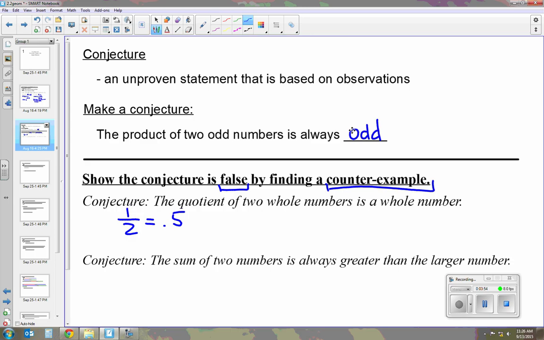Conjecture: the sum of two numbers is always greater than the larger number. Well, if you think about it, most likely if we're using positive numbers, 10 plus 7 equals 17. 17 is larger than 10, so that works out. But it didn't say anything about negative numbers. So we actually can use negative numbers. So if we say something like 5 plus a negative 2 is going to give us 3, and 3 is definitely not larger than 5. So that's our counterexample proving that to be false.